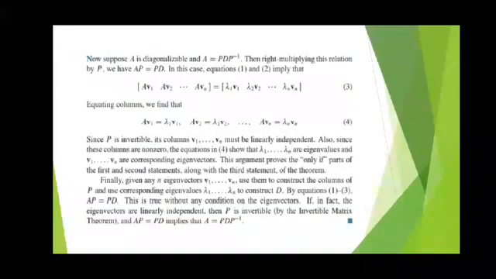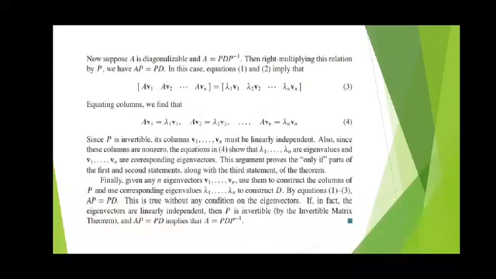Now suppose A is diagonalizable. From the definition of diagonalizable, A is equal to PDP inverse. Then multiplying this relation by P, both sides multiplied with P, P inverse into P will be I. So AP is equal to PD.